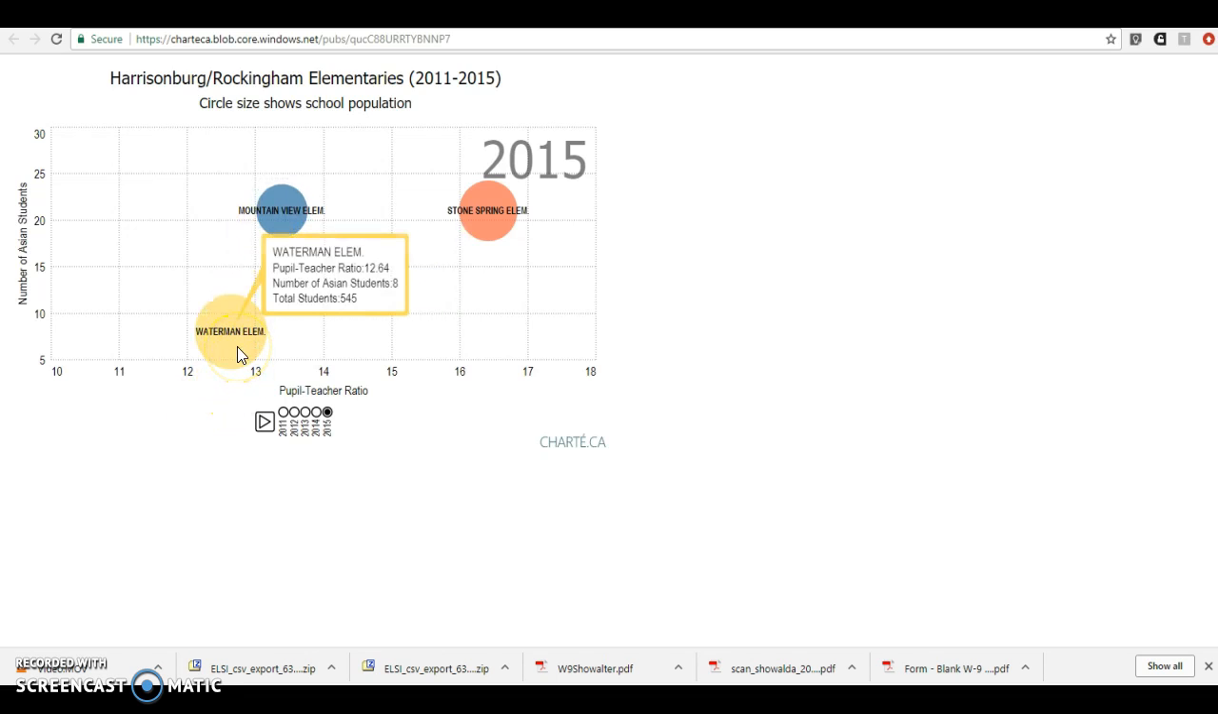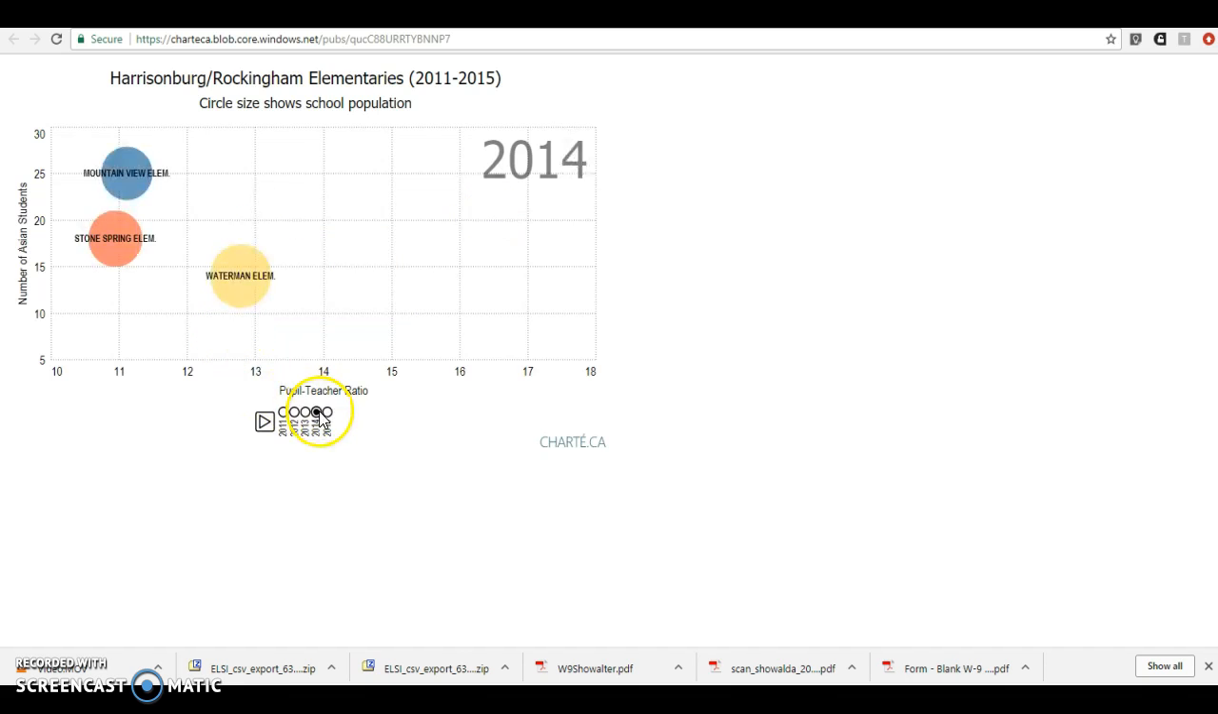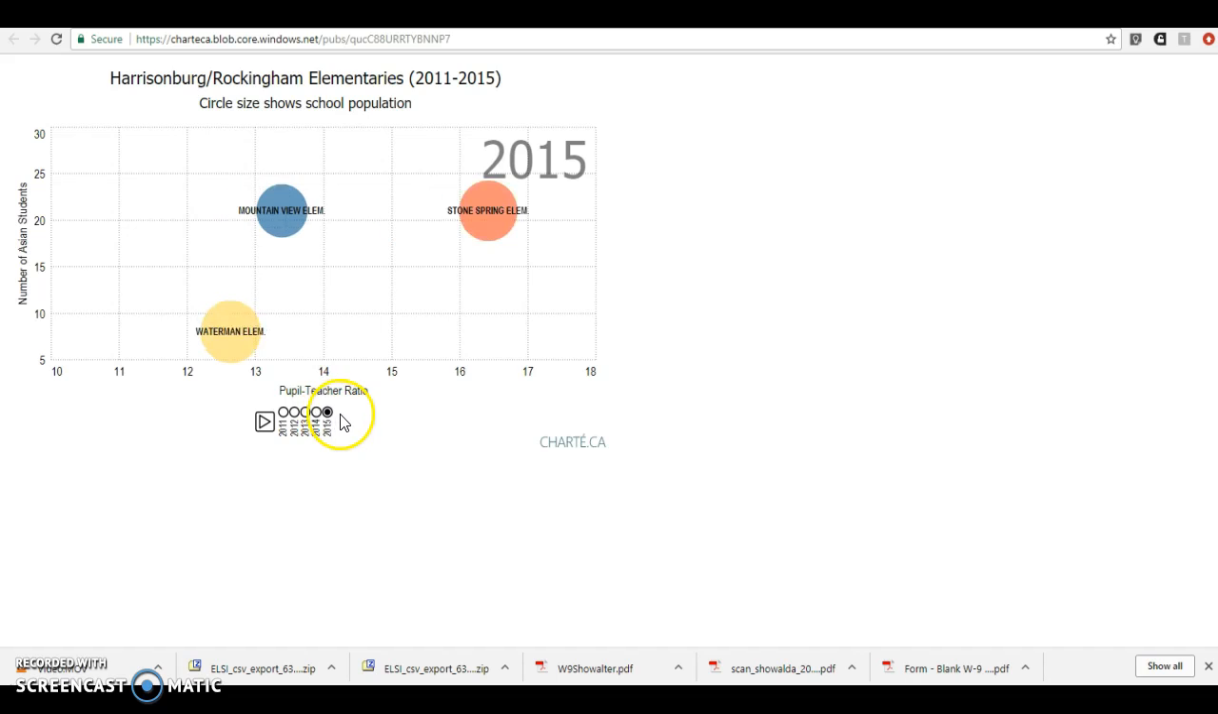Waterman certainly has a good one here, and that's been fairly constant over time. It's never gone above 15, so that might stick out at me. So those are just a few of the things I might notice here.